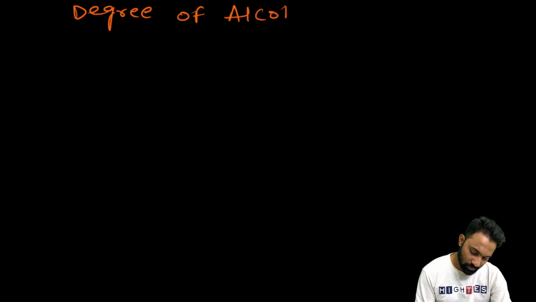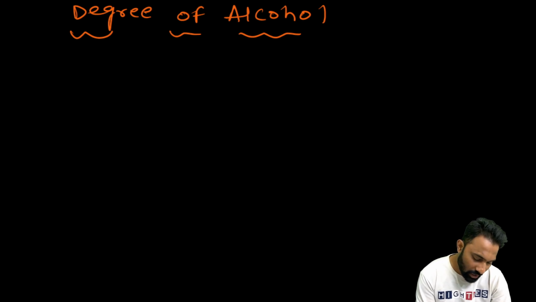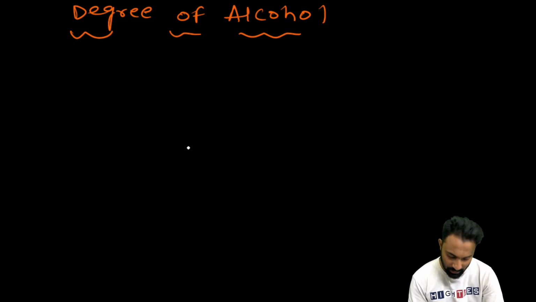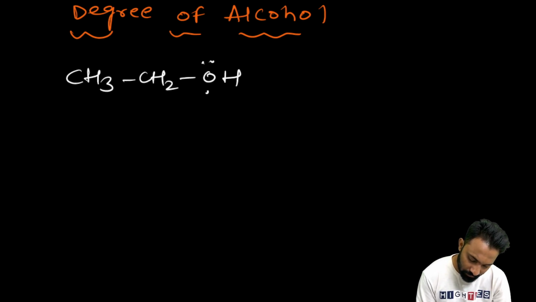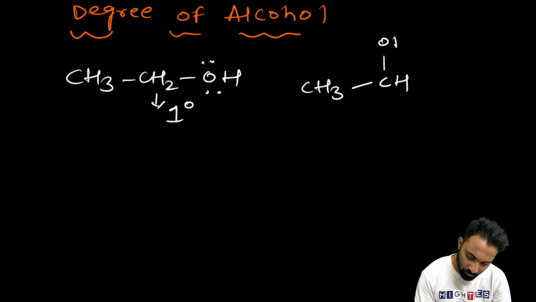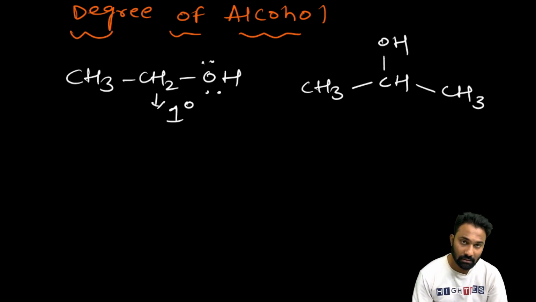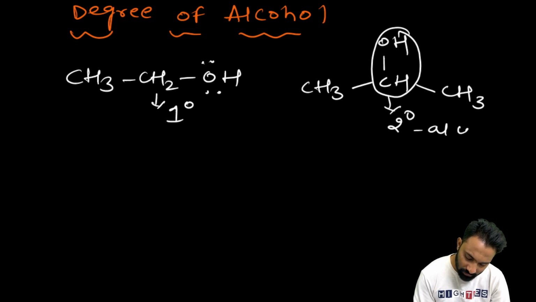Next one, degree of alcohols. What is the degree of the alcohol? If the alcohol functional group is attached to one carbon, like CH3, CH2, OH, then this is 1 degree alcohol. Next one, CH3, CH, OH and CH3. This alcohol is attached to the 2 degree carbon, so this is 2 degree alcohol.